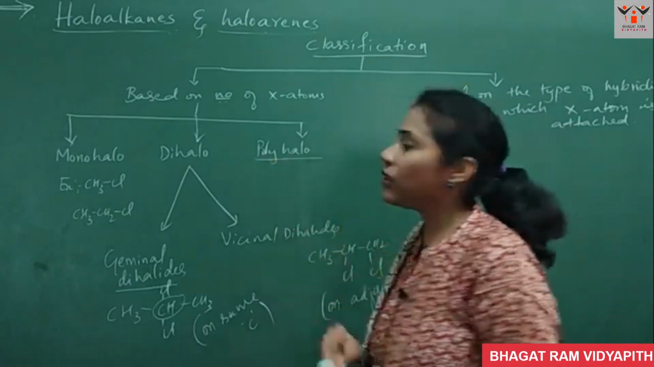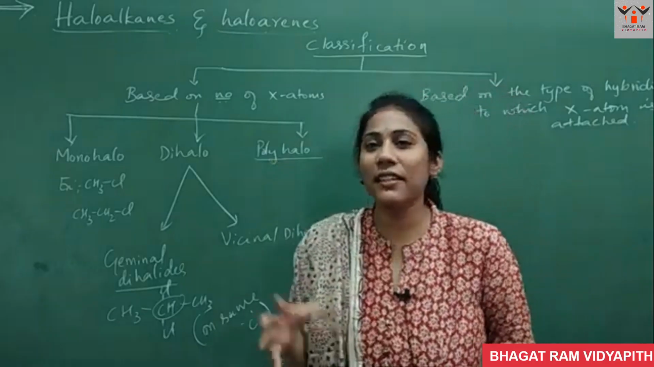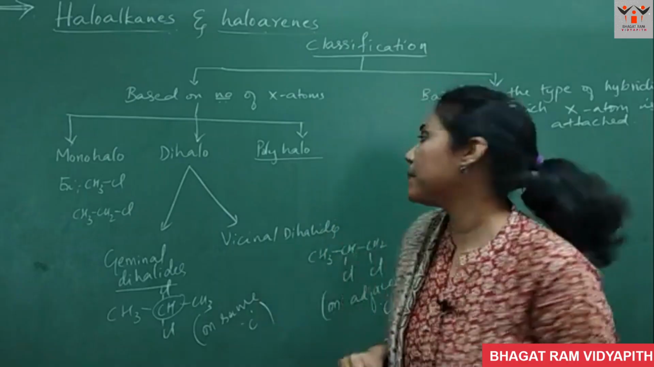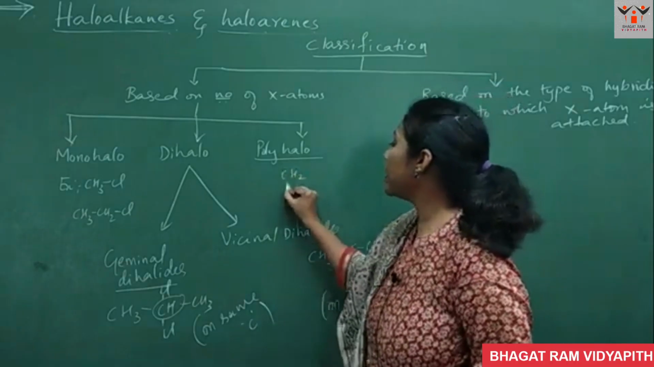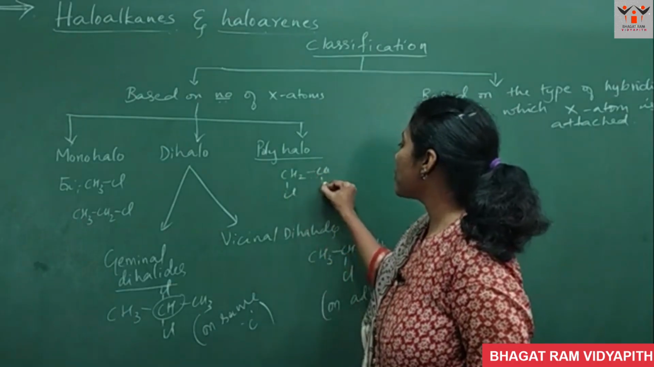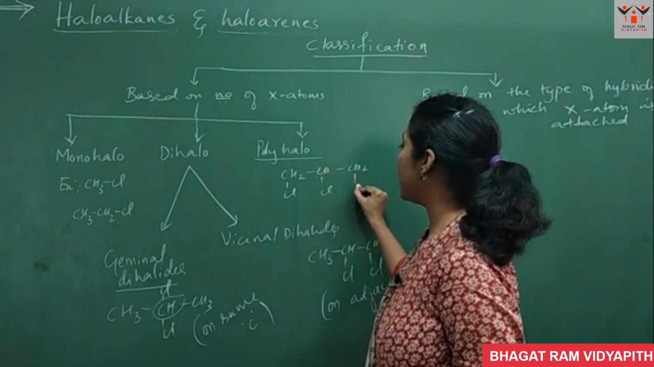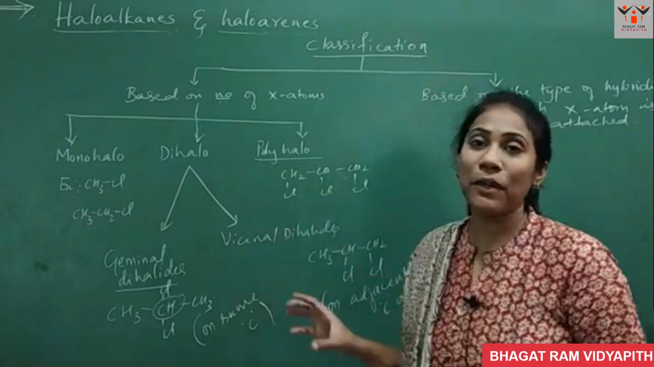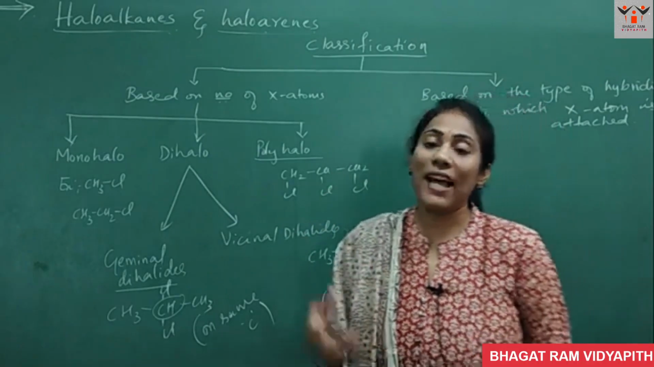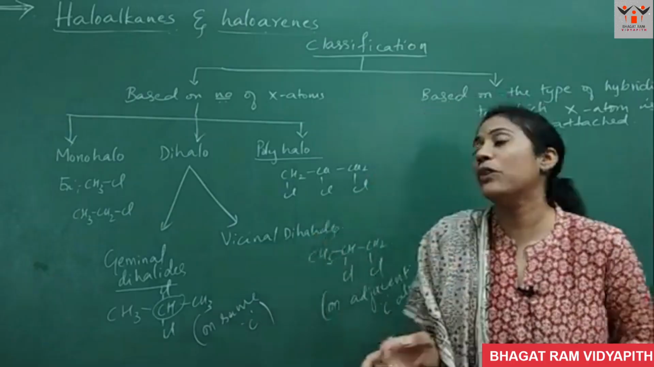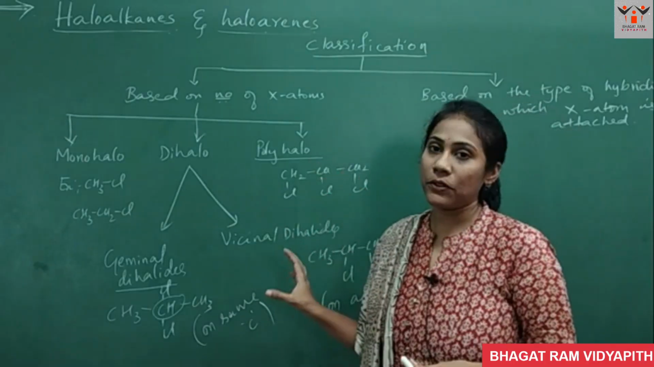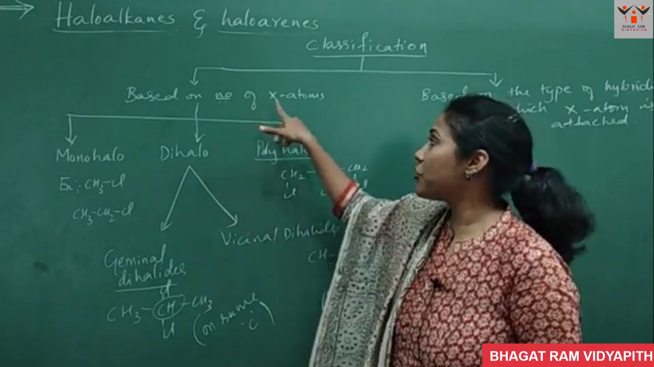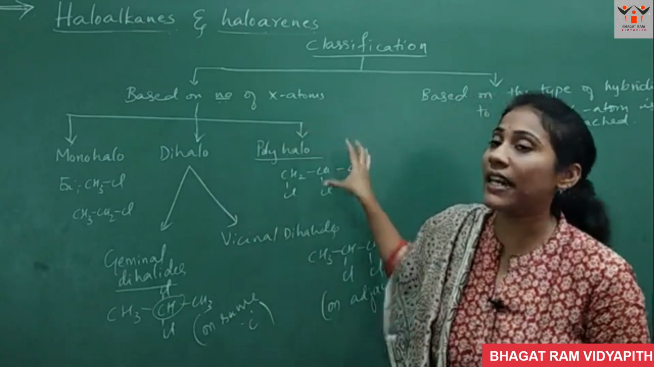Coming to polyhalo compounds, nothing much to discuss here. The name itself says if you have more than two halogen atoms, suppose look over here, CHCl2CH2Cl. So three halogen atoms are there in a single compound. More than two halogen atoms in a compound, they are called polyhalo compounds. So this is a very simple classification that we have studied based on the number of halogen atoms or X atoms.